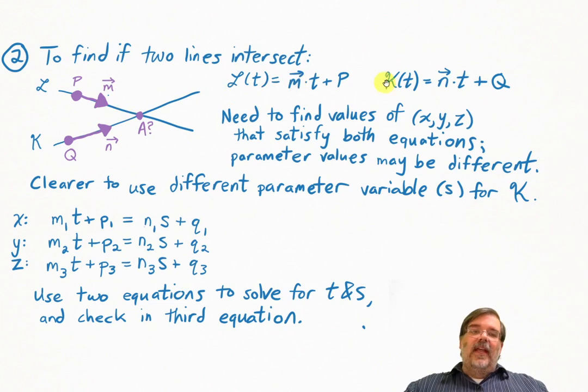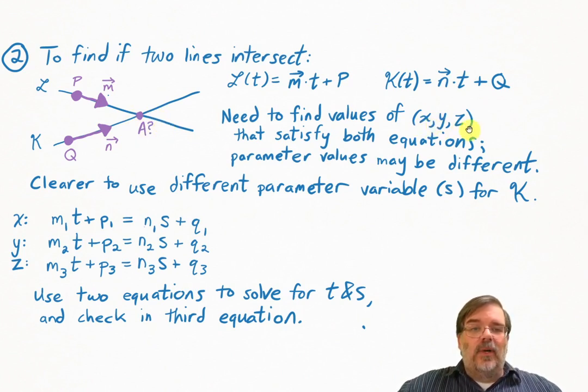So I have a line L and a line K. Each of those lines has a base point. Each one has a slope vector. The question is, does a point A of intersection exist? Well, it exists if you can find values of x, y, and z that satisfy both equations. Now, one of the interesting things about this is that they'll satisfy both equations, but these lines might pass through this point at different times.